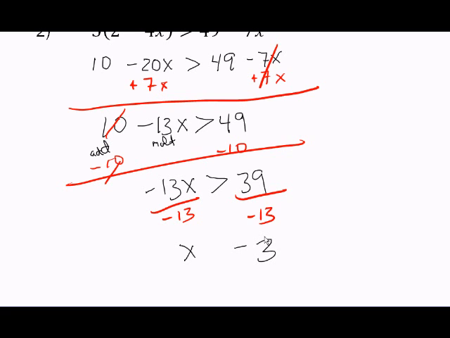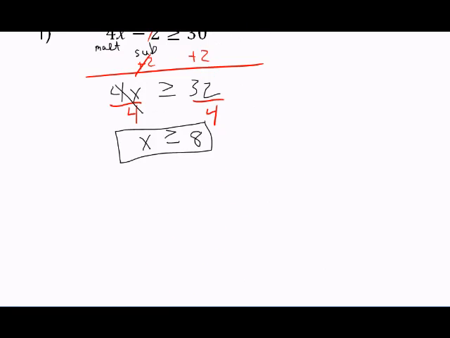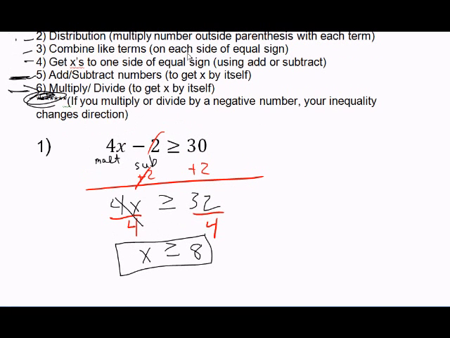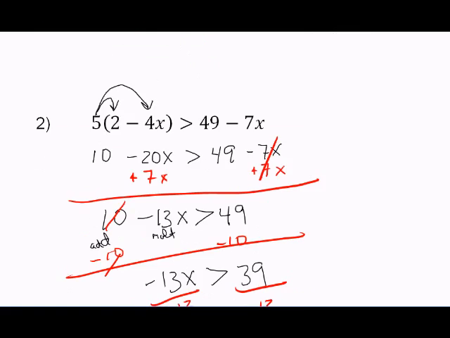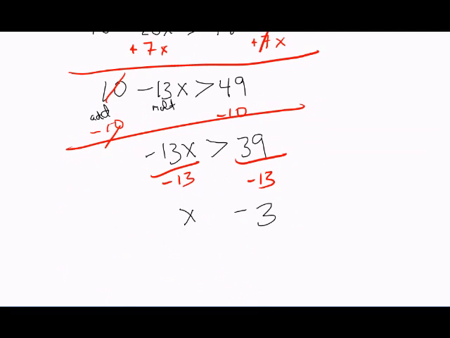Now, if you look here, we divided by a negative 13. Let's go back up and read our steps. Our steps say when you multiply or divide, the last step, if you multiply or divide by a negative number, your inequality changes direction. So I did divide by a negative number. My inequality is pointing to the right. So since I divided by a negative number, I have to change the direction of the inequality. So my answer is x is less than a negative 3.